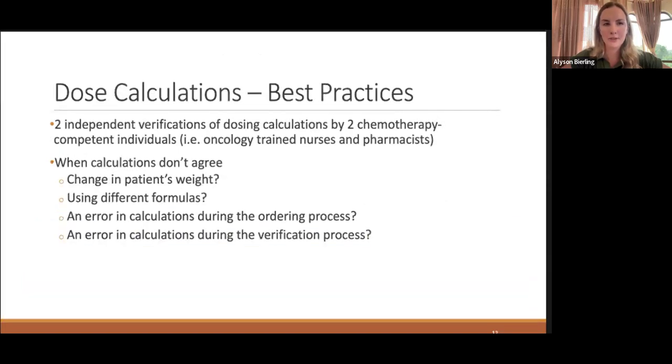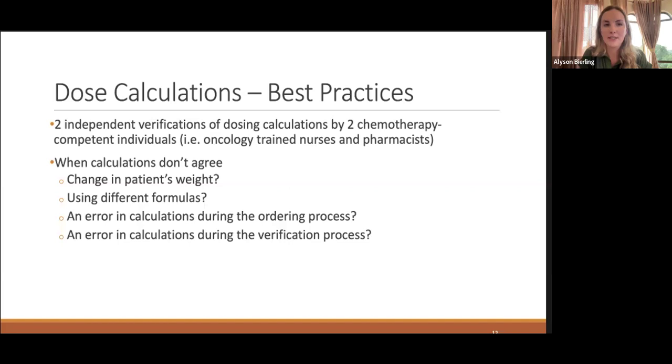So one of the components of this treatment verification is verifying dose calculations. And so we'll provide some examples of dose calculations, and we'll walk through how to do these. But if you find that the calculations you as a nurse come up with don't match with what the doctor has ordered, these are some things we can consider.